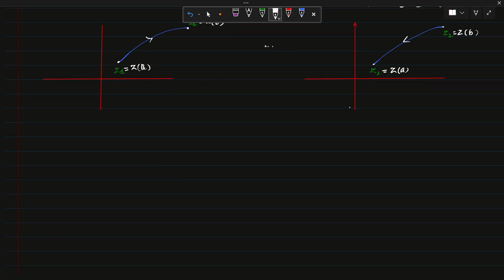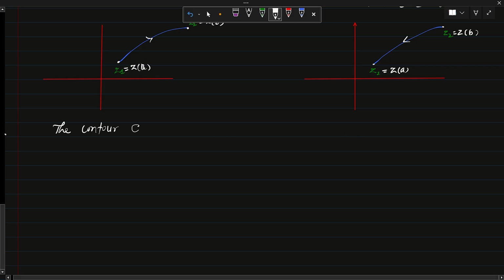So let me mention this thing here. This is the curve, the contour C, and this particular figure is about the contour minus C. So this is how we are identifying the contour.